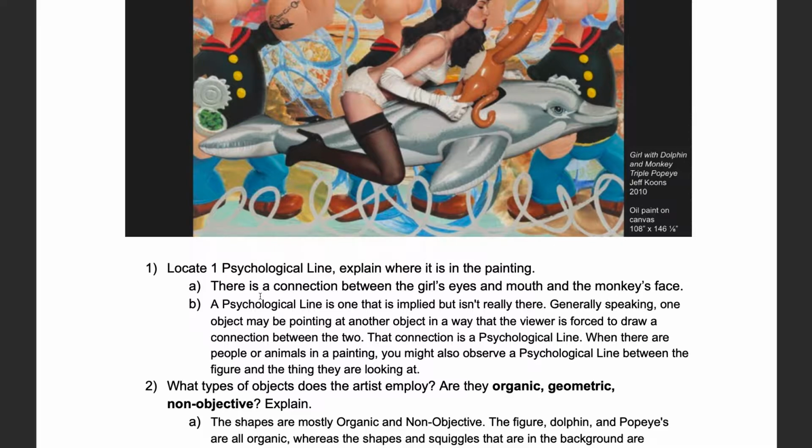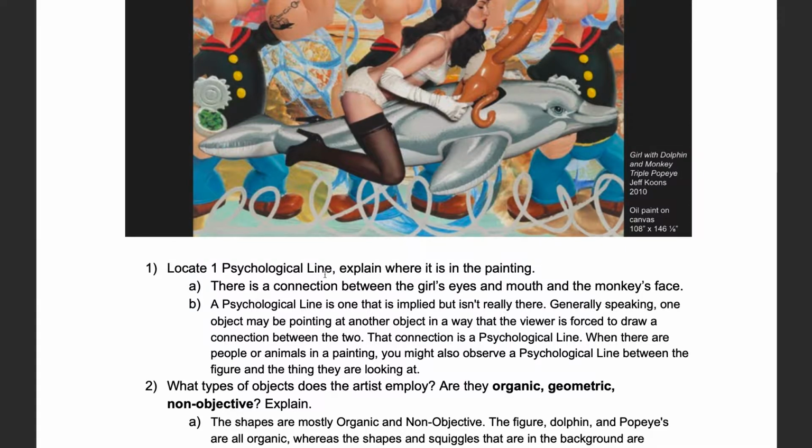A psychological line is one that is implied but isn't really there. Generally speaking, one object may be pointing at another object in a way that the viewer is forced to draw a connection between the two. That connection is a psychological line. When there are people or animals in a painting, you might also observe a psychological line between the figure and the thing they are looking at.